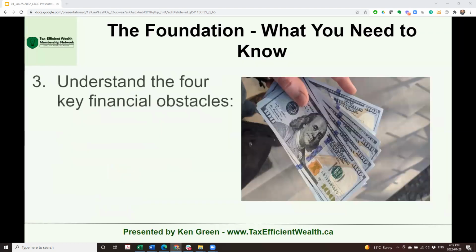And finally, I think it's super important to understand the 4 key financial obstacles that stand in the way. The first one I'm going to talk about is taxes. Most Canadians think housing is the biggest cost. Unfortunately, they are wrong. You likely know the stats. The average family's total tax bill is approximately 44%. This is double the amount they are paying on housing costs each year.